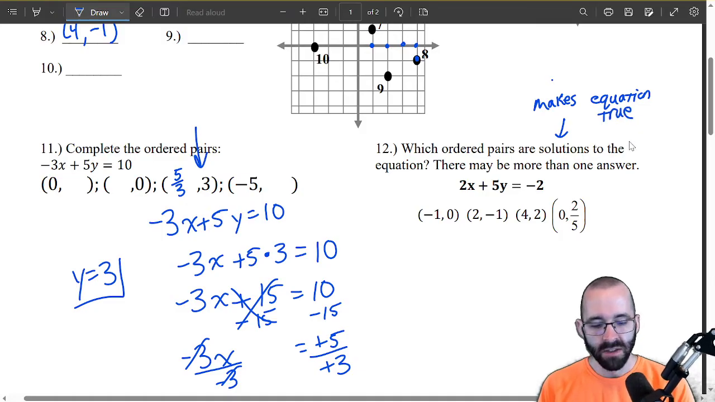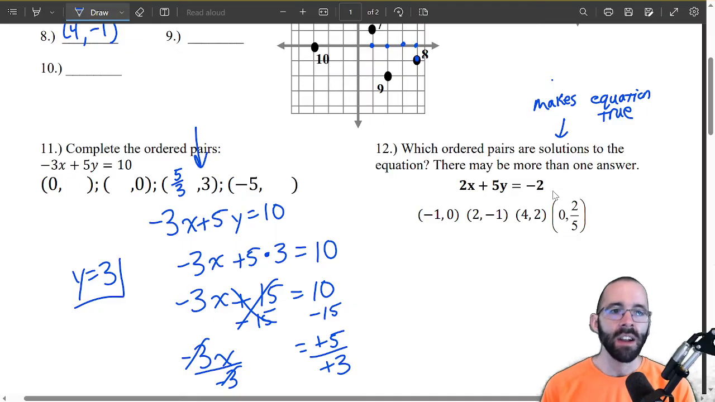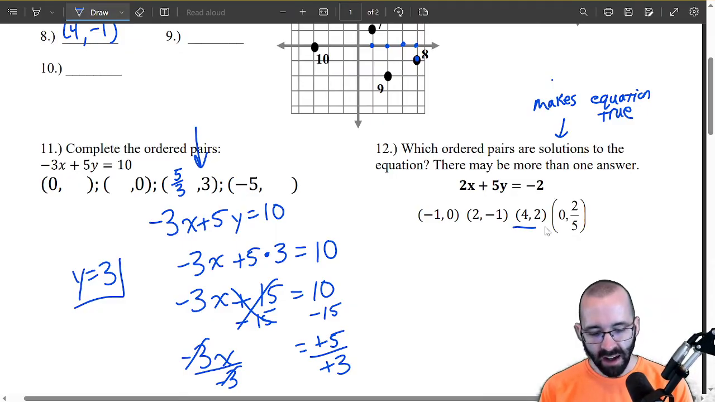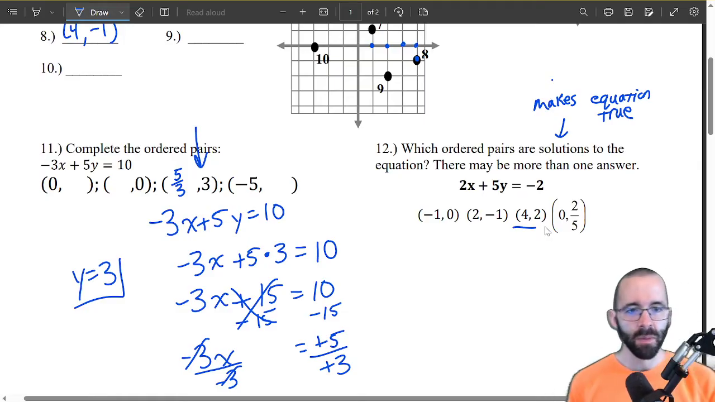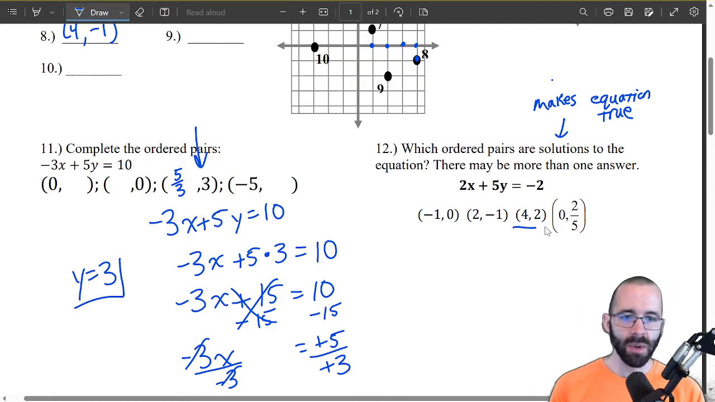Okay. So anytime you see solution to an equation, solution to an inequality, that just means it makes it true. So if we look at this one, for example, we're going to have to check all of them. But I'm not doing all of the homework, just some of the parts. You'll have to check this for every single one, but let's just check this third one.